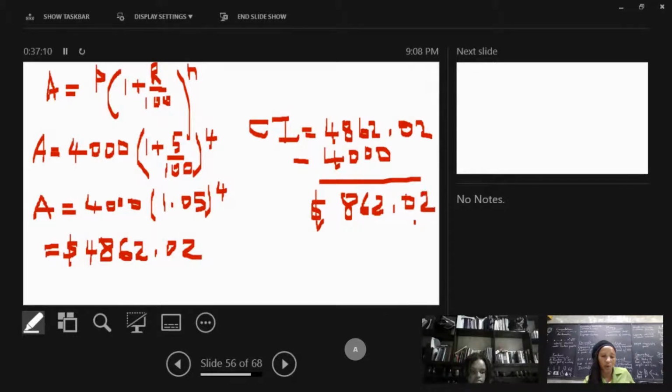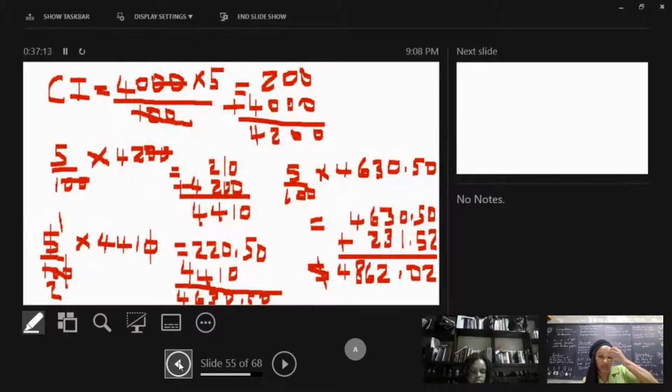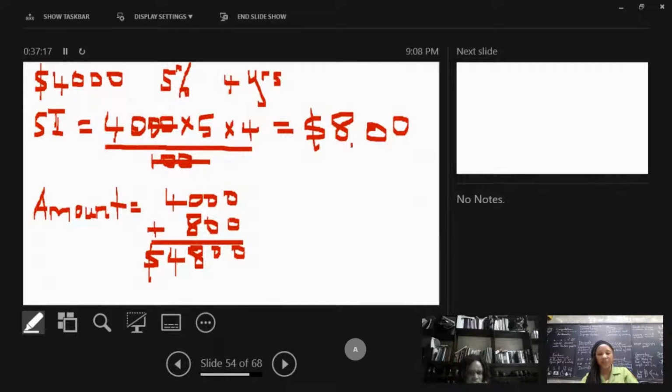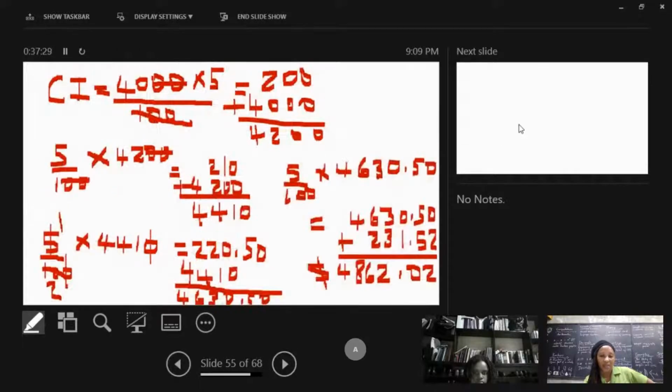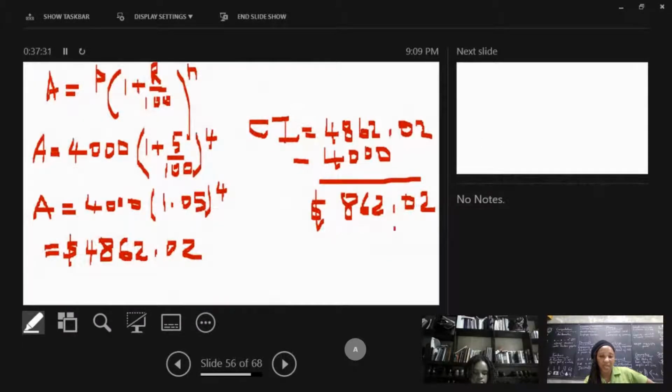So what was the compound interest for the last one? The simple interest, sorry. The simple interest was $800, right? If we invested it at simple interest, we would have gained $800 extra on it. When we invest it at compound interest, we gain $862.02 after just 4 years.